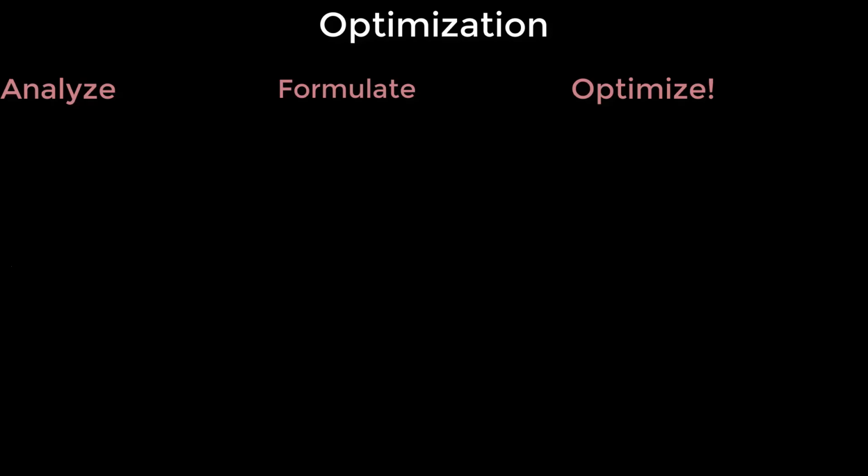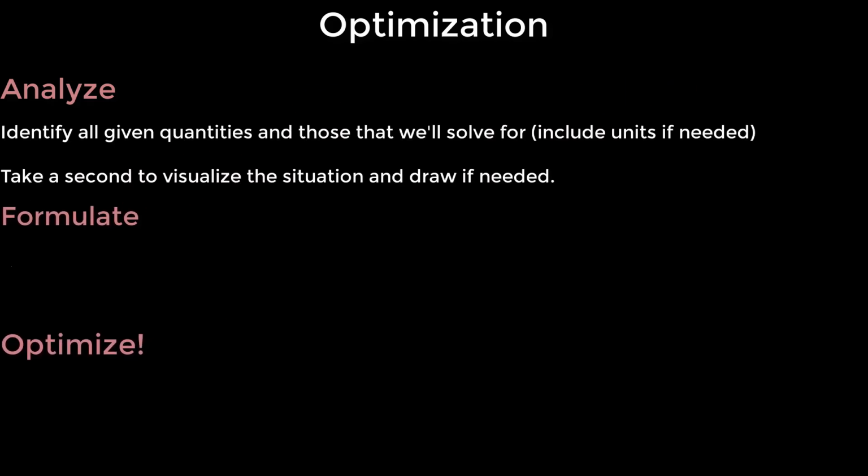The main idea behind optimization are these three things. We want to analyze, formulate, and optimize. This is very similar to related rates, just like we discussed in previous videos. But there's going to be a little tweak, some minor differences. So let's go ahead and get to it. When we analyze, we want to make sure that we identify all given quantities and those that we'll solve for. And we always want to include units as well.